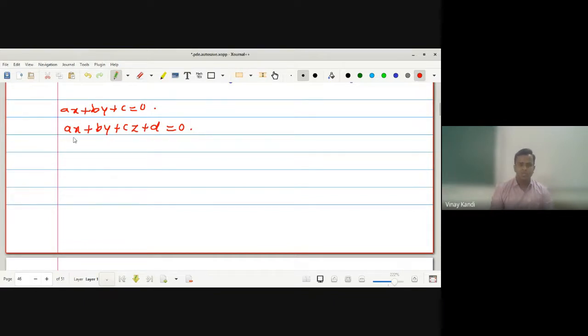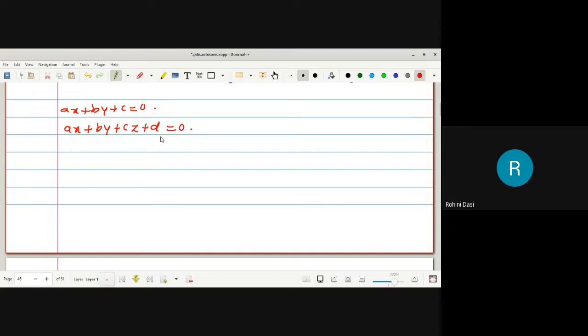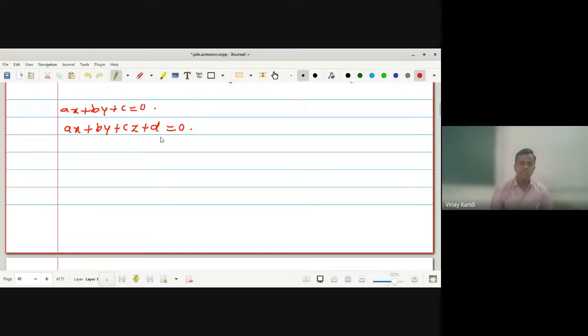So this is the equation of plane. You learned this in BSc first year? Yes, sir. Okay, so this is the equation of plane in 3D.